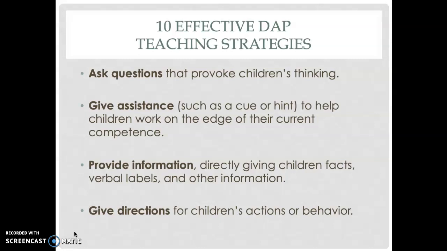Okay, give assistance. Give assistance such as a cue or a hint to help children work just on the edge of their current competence. This is also Vygotsky, social cultural learning, zone of proximal development, and scaffolding. So for giving assistance, something pretty concrete, like in preschools, we do rhyming with children, right? And we might say, okay, what are all the words that rhyme with at?